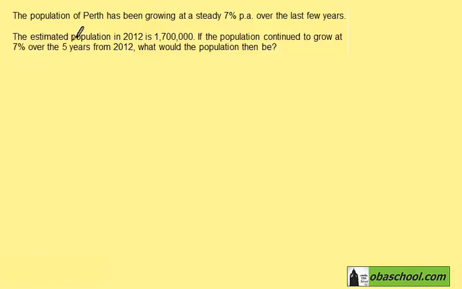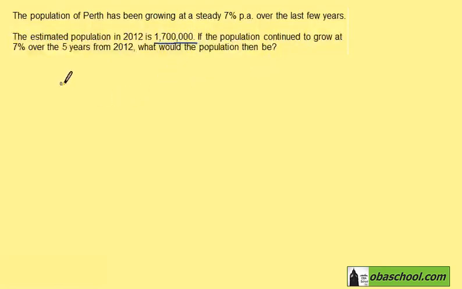The population of Perth has been growing at a steady 7% per annum over the last few years. The estimated population in 2012 is 1,700,000. If the population continued to grow at 7% over the 5 years from 2012, what would the population then be?